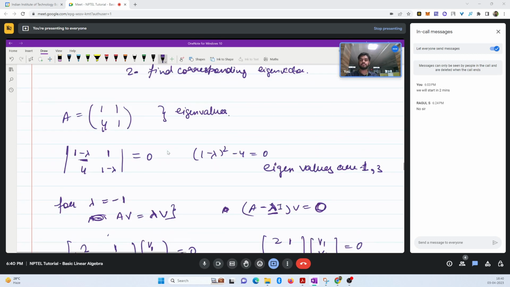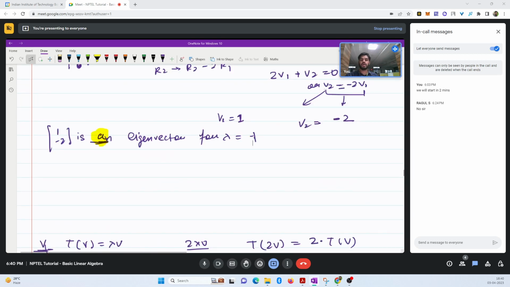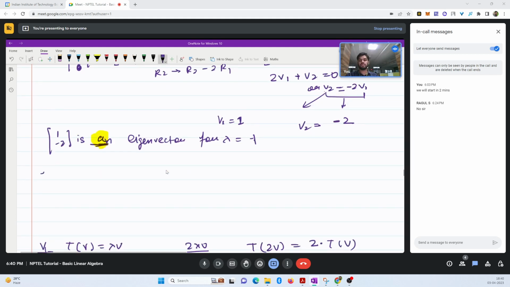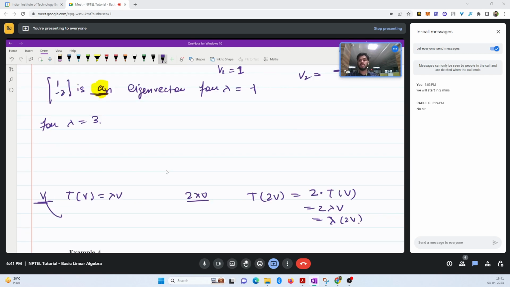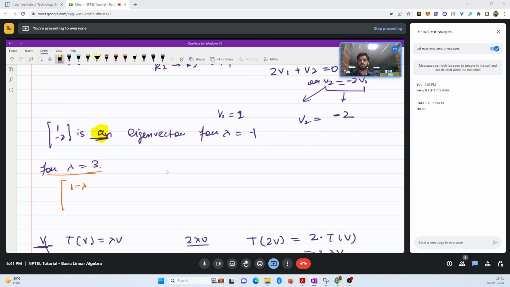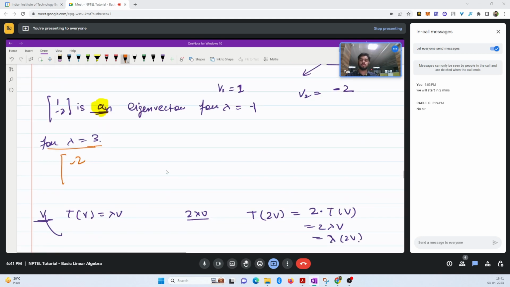Similarly, we had one more eigenvalue, that was 3. We can find the eigenvector for lambda is equal to 3. I'll change the pen color. For lambda is equal to 3, what we need to do is 1 minus lambda, again the same thing. We just put lambda is equal to 3, so this would be minus 2, this would be minus 2, 1, 4 minus 2, v1, v2 is equal to 0.